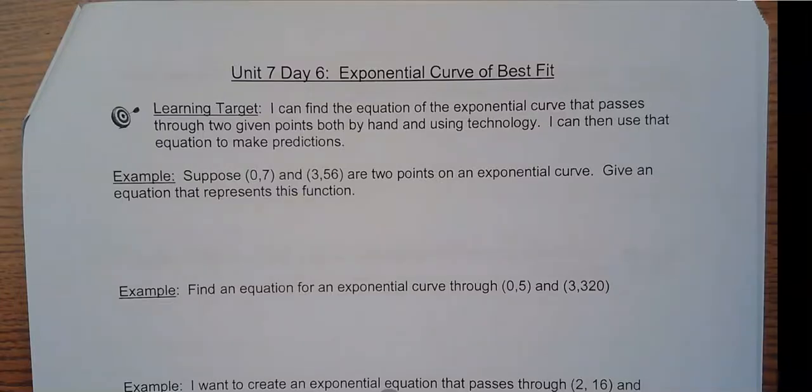Okay, Unit 7, Day 6, we're going to change the pace here from what we were doing. We're going to give you 2 points, and you've got to try to find the exponential curve that goes through those 2 points. It's pretty easy to find a curve that goes through one of the points, but to find a curve that goes through both points takes a little bit of work.